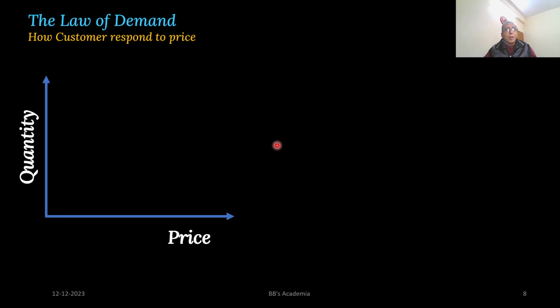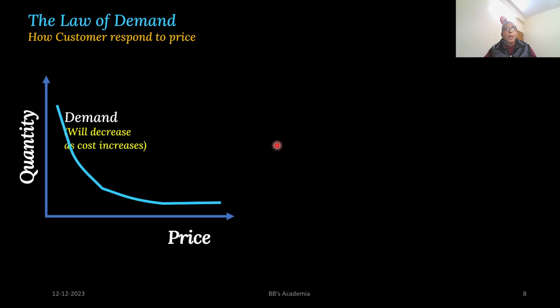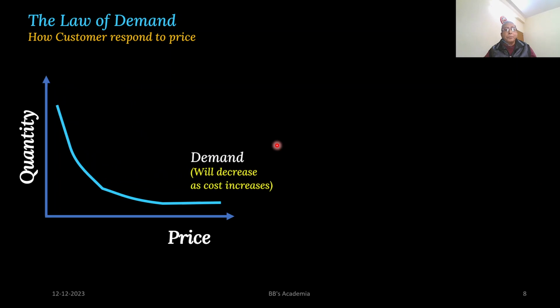And what is the behavioral pattern? Demand will decrease as cost increases. You can see this movement. Price increased, demand reduces. High price, low demand.